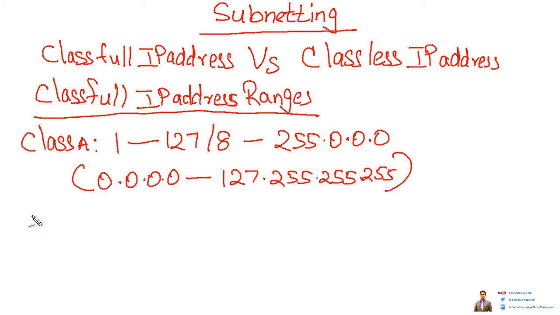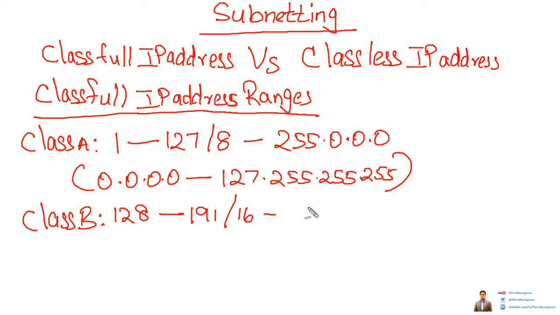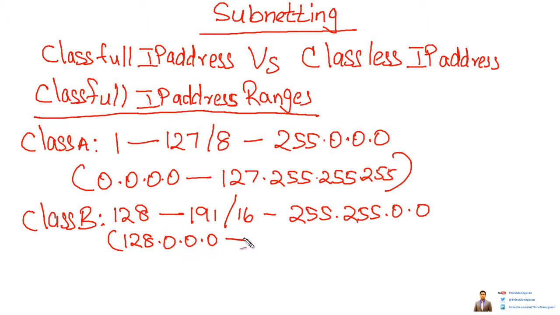Then we go on to the class B IP address ranges. That's from 128 to 191 with a 16-bit mask. You can write the 16-bit mask like 255.255.0.0, and the range for class B would be 128.0.0.0 to 191.255.255.255.